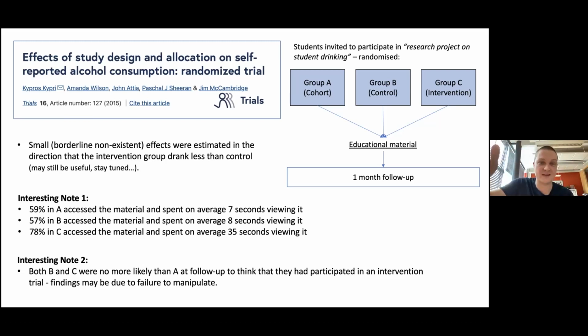We need to replicate this study in different settings and see how big a problem this actually is. I think it's interesting to see that you're asking participants in an intervention group the same thing as in a control group, but the intervention group know that they're expected to do something more than the control group and the cohort group.